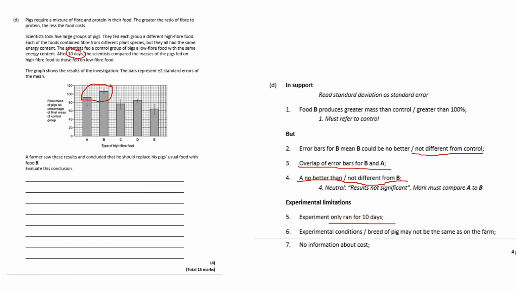So this is really digging into this experiment, what information you're being given, what information you're not being given. And then no information about the cost of the feed. So the farmer was going to swap to the feed, but perhaps feed B was more expensive. It doesn't tell you that compared to A. So why would the farmer not use A? So there's no information about the cost.